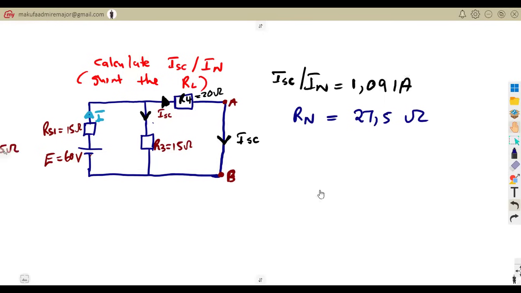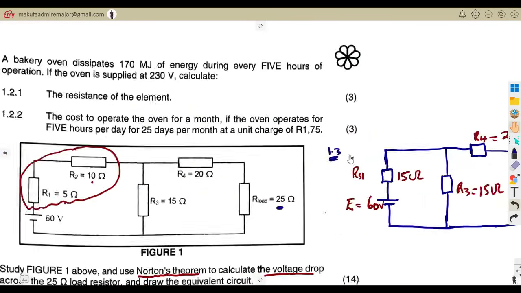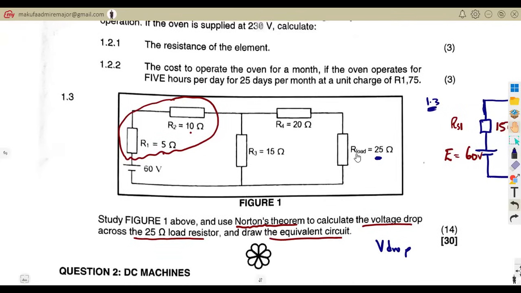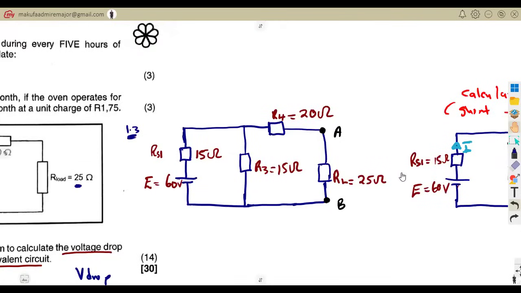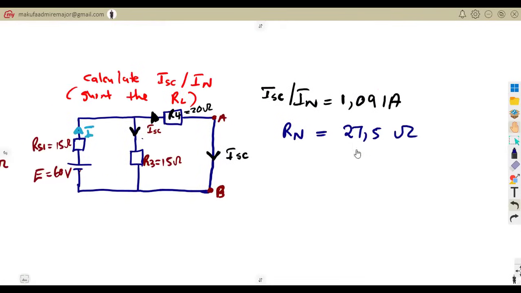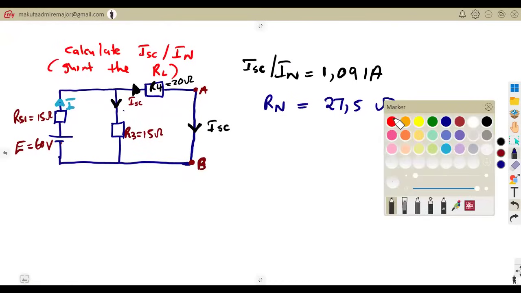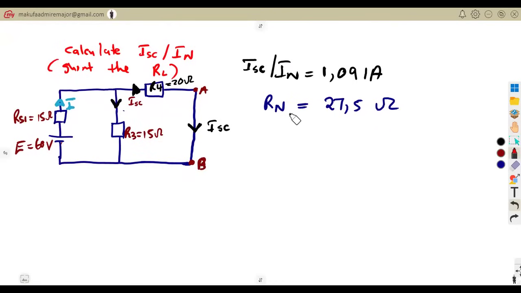The question truly was for us to calculate the voltage drop across the 25 ohm load resistor. But in order for us to have that voltage, I said you need the current across the load. This is best understood if we have the equivalent circuit diagram. They're asking you to draw that equivalent circuit diagram later on, but it is best for you to have the equivalent circuit diagram of our Norton's theorem.